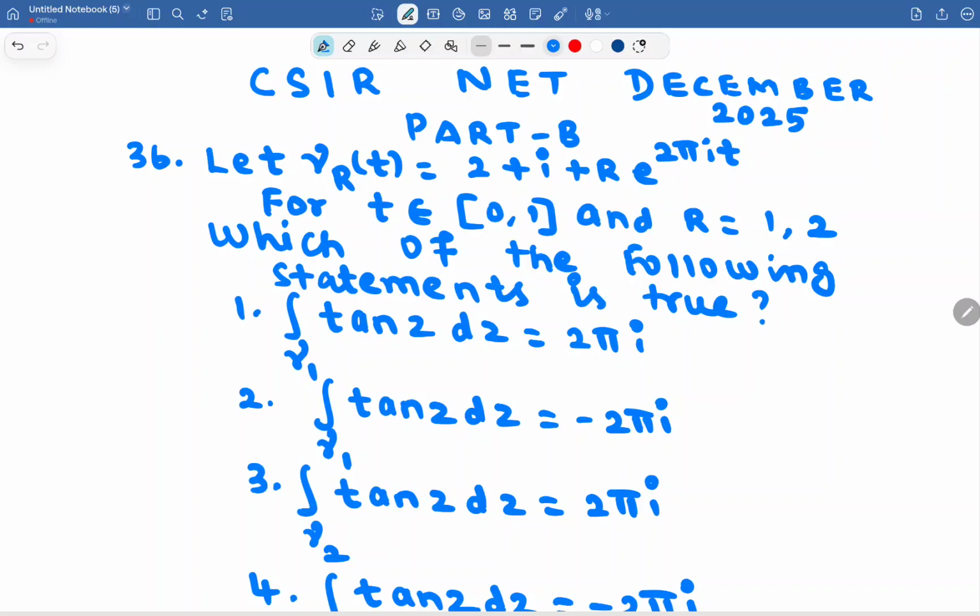Today I am going to discuss another problem from the CSIR NET Mathematical Science question paper from the year December 2025. The problem is from part B. The problem is from complex analysis. The problem number is 36.